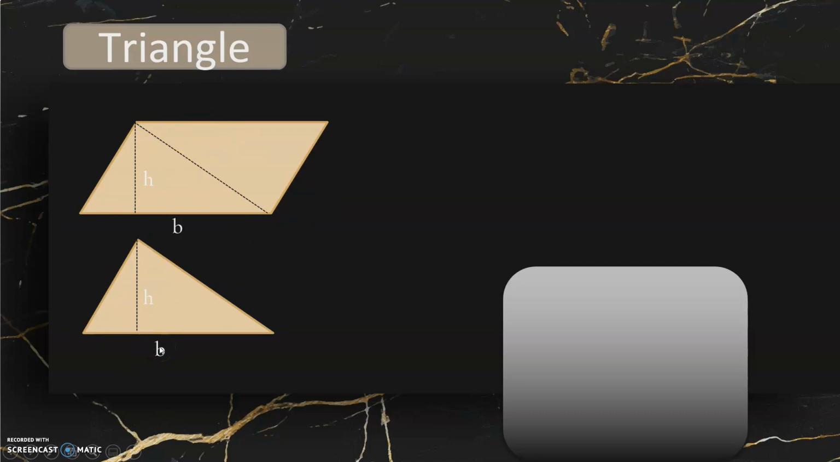Recall that in a parallelogram, to find its area, we simply multiply the base and the height. Now, take note that this triangle here is actually 1/2 of the parallelogram we had earlier. So that means to find the area of a triangle, if the area of a parallelogram is base times height, the area of a triangle is equal to 1/2 base times height, or base times height divided by 2, because again, this triangle is just 1/2 of our parallelogram.